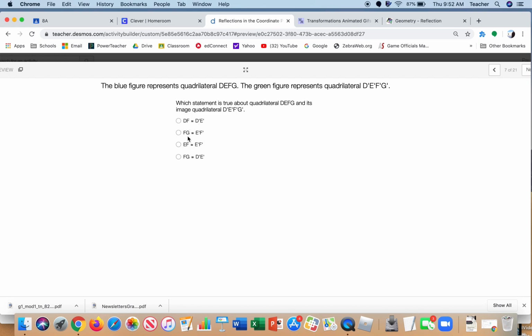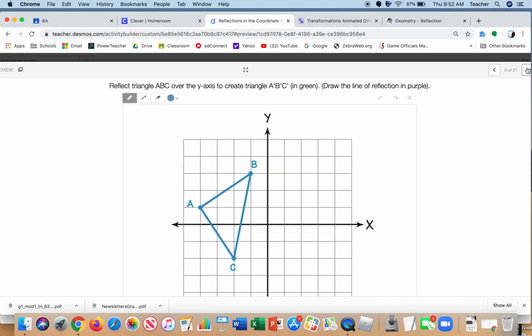DF, DE, no. FG, EF, no. EF and EF prime, they are the same side lengths in each of the quadrilaterals, so that is the correct answer. They are congruent. You don't need to explain your thinking.